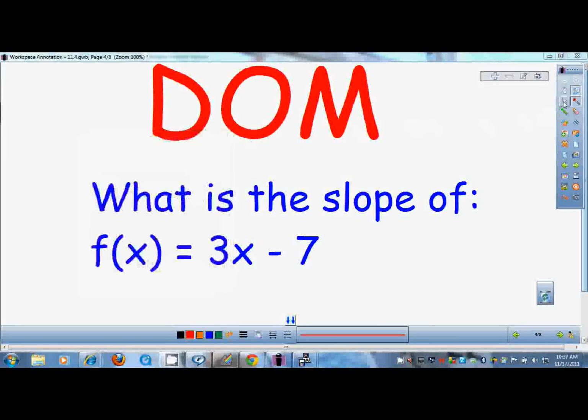Go away. 11.4. Now, slope. This one was easy. 3. Why was it easy? It's in slope-intercept form. We've learned how to deal with this.